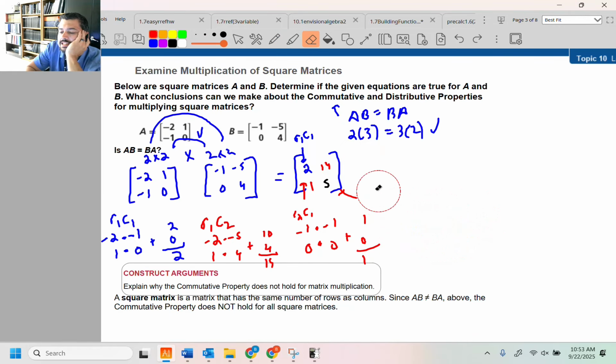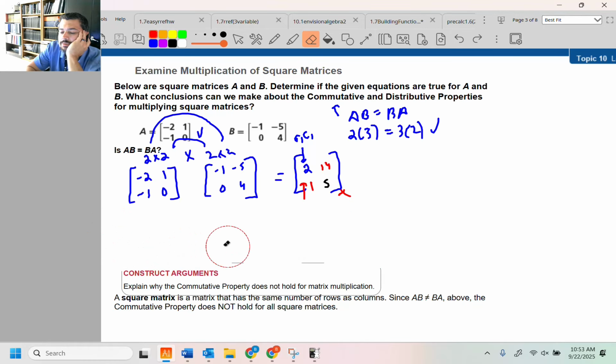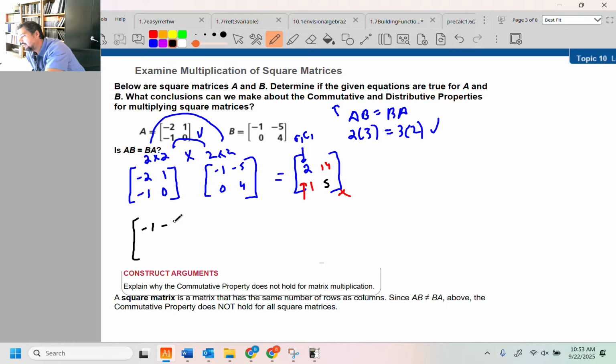So that is A times B. The question is, is it equal to B times A? So B times A, order's a big deal. We're going to put B first: -1, -5, 0, 4. And we're going to put A second: -2, 1, -1, 0. And we're going to go through with the algorithm, okay?